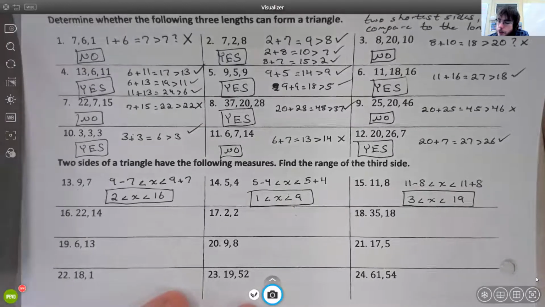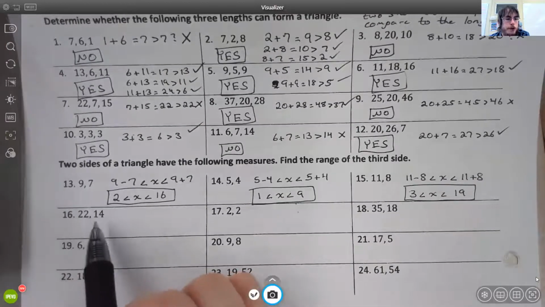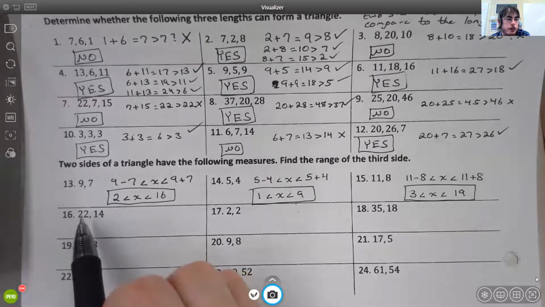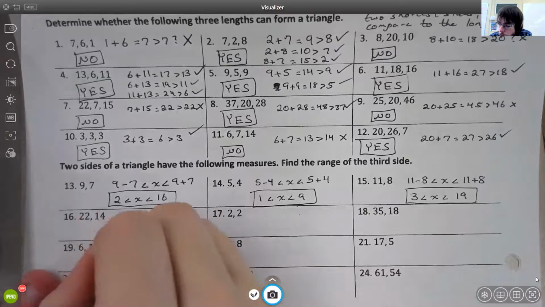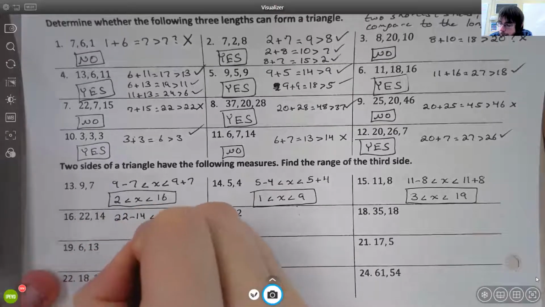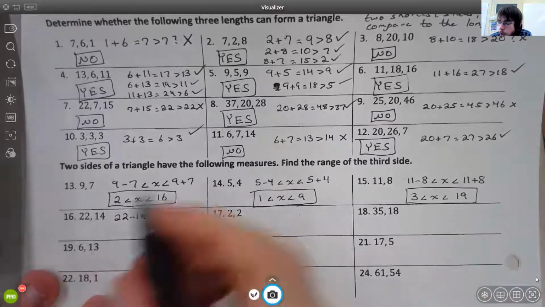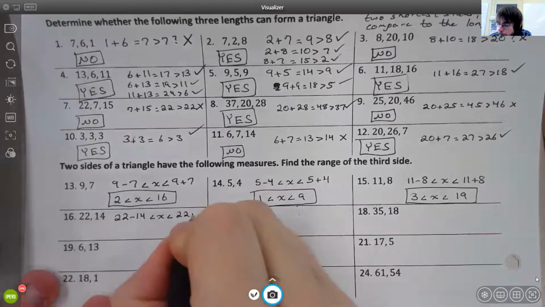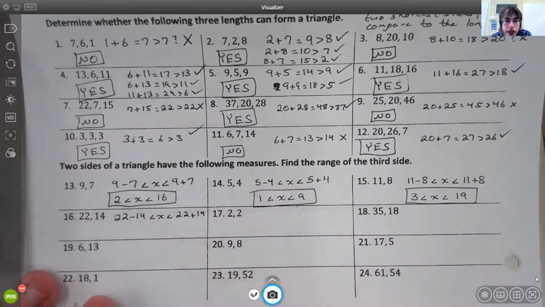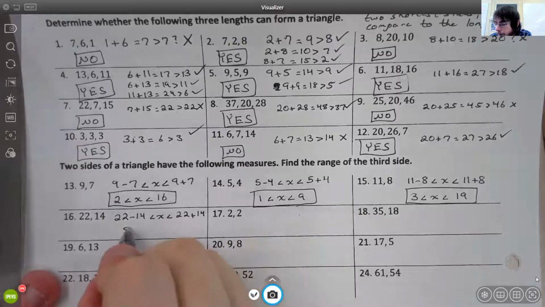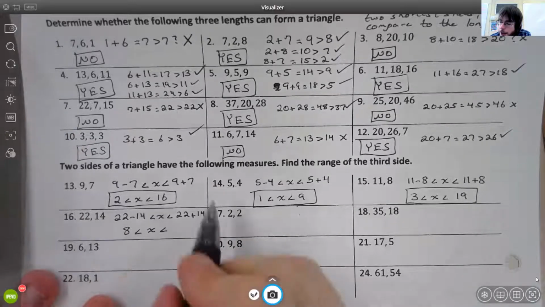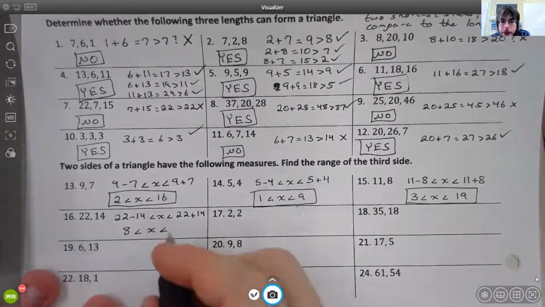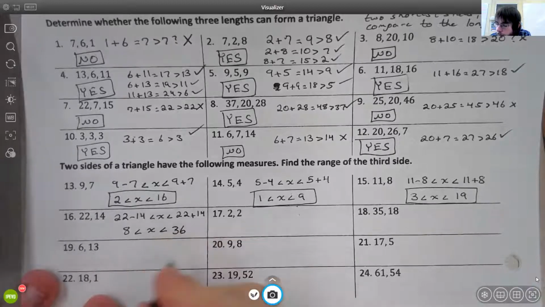Number 16, we have two lengths, 22 and 14. We're going to take the larger number 22 and subtract the smaller number 14 first. And then less than x, less than, and then we're going to take 22 and add 14. 22 minus 14 is 8, which is less than x, which is less than, and then 22 plus 14 is 36.